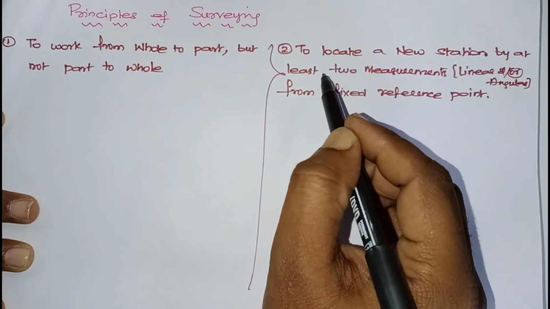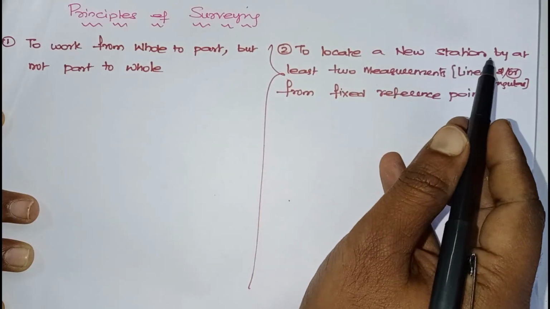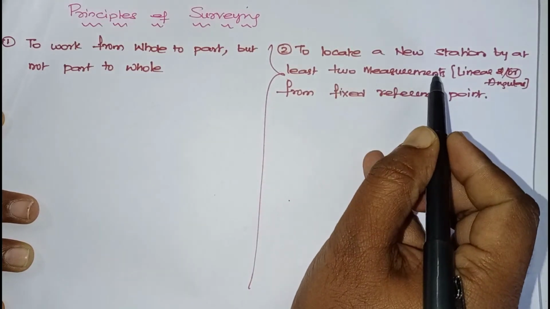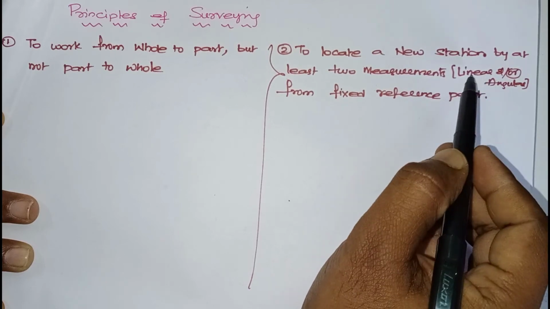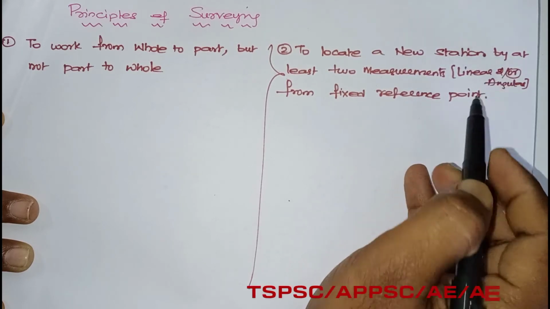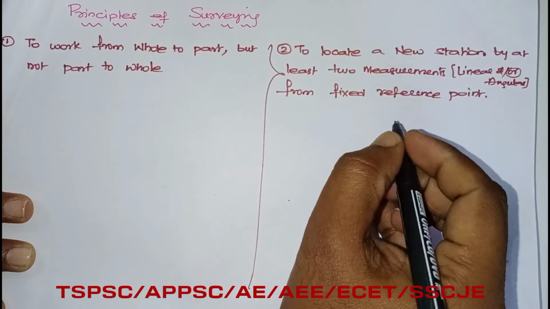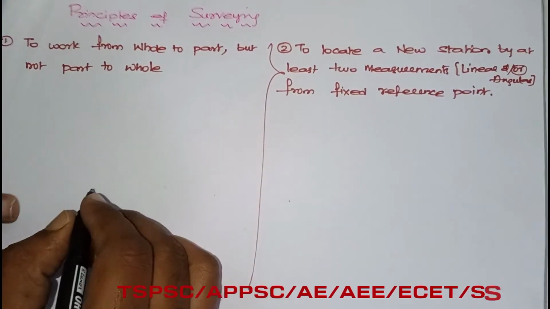Coming to the second one, to locate a new station by at least two measurements. What are those two measurements? Linear and or angular from a fixed reference point. Now I will try to explain each fundamental principle.